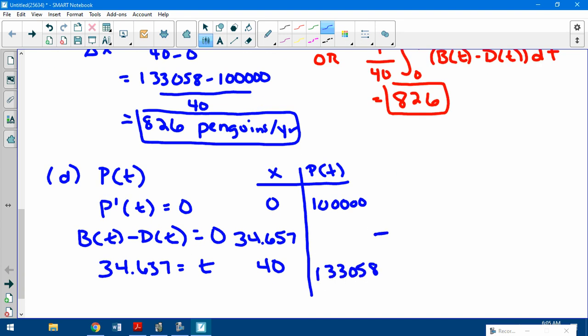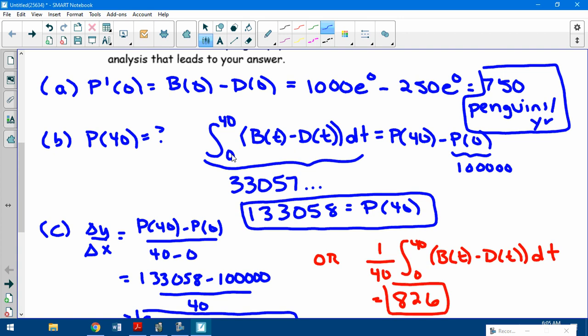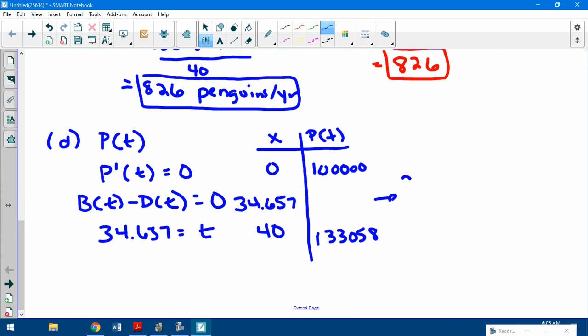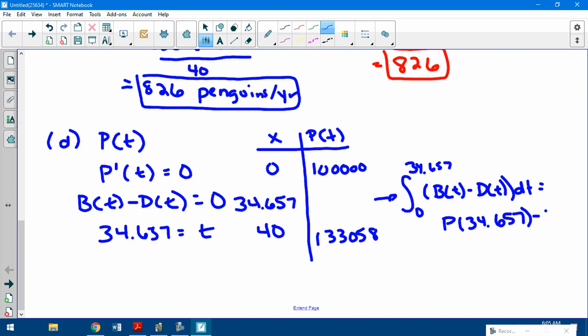So all that's left is this critical value, and if I want to find that, I'm going to do it exactly like I did part B. I'm going to go from 0 to that critical value. So the integral from 0 to 34.657 of b of t minus d of t dt. Again, that equals the population at 34.657, which is what I'm looking for, minus the population at 0.